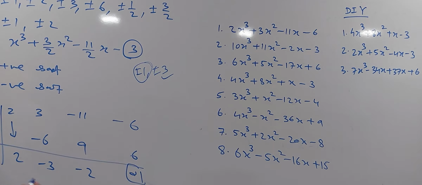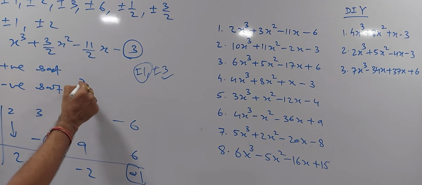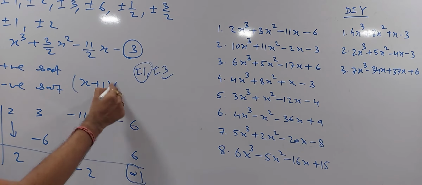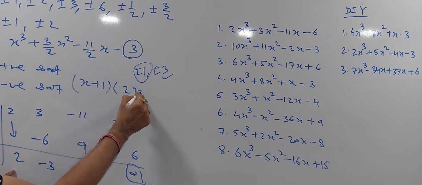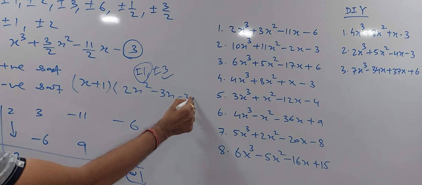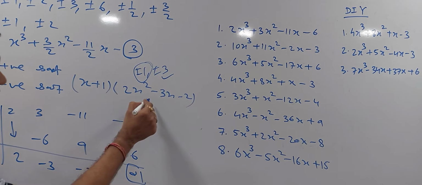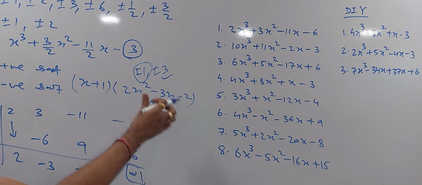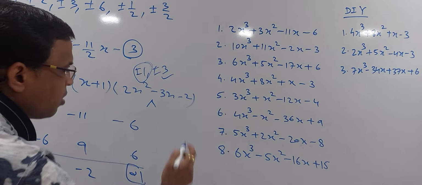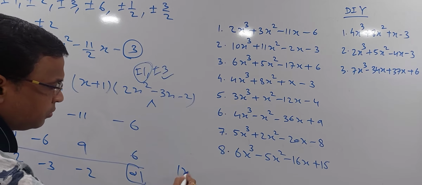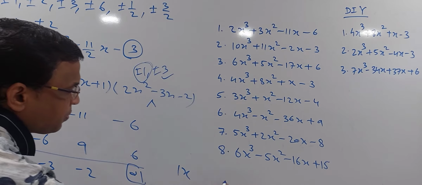So I got the first factor as x plus 3, and the next one is 2x square minus 3x minus 2. I can break this down the way you want. Suppose I am breaking it down with that approach, 1 and 2, and then 1 and 2.